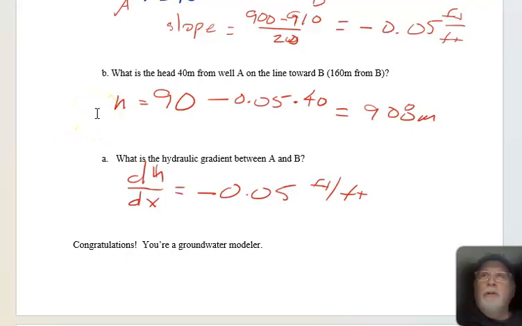We're now going to go into a little more of the Laplace equation, and then we're going to use that to go into a finite difference version of it, and we'll do some more groundwater modeling. What are the fundamentals of groundwater modeling?